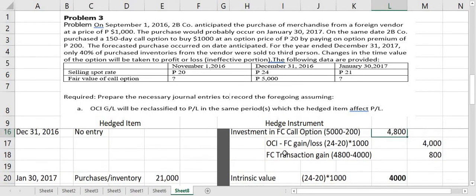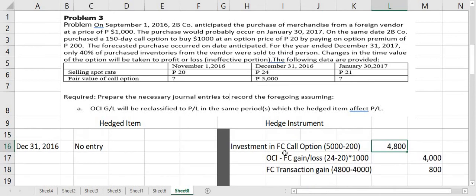So to get the intrinsic value component of the 4,800 increase, that's 24 minus 20. That's 4. So saan kinuha si 20? Not sa spot rate but the strike price. The 20 peso contracted strike price. The 24 of course is the spot rate. So the difference of that, that's in the money.